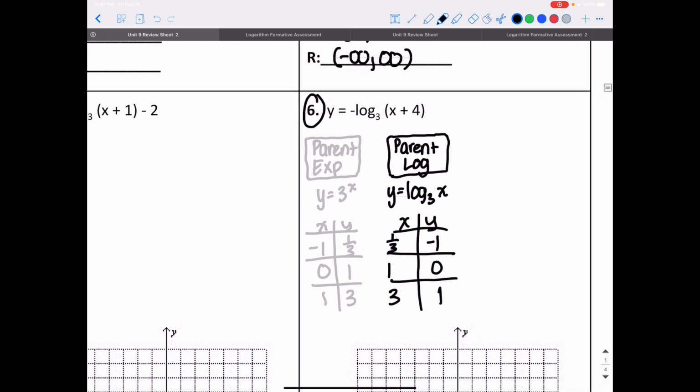The transformations that I see: +4 inside, which means I'm moving to the left 4. If I'm moving to the left, it's affecting my x values, and since I'm moving left, I'm going to be subtracting 4 from my x's.